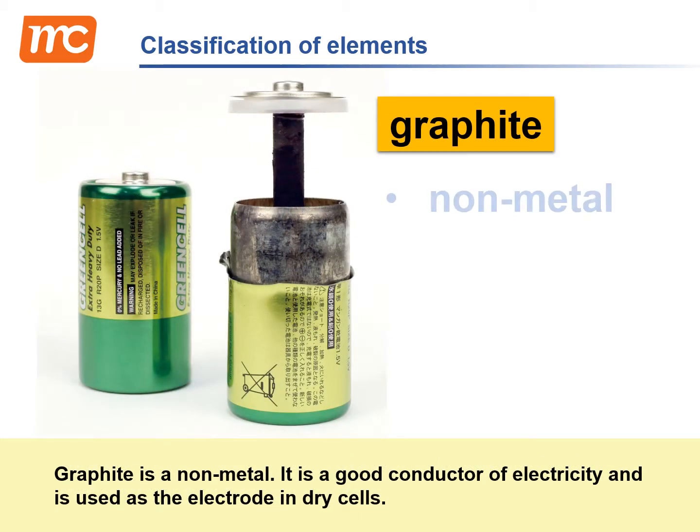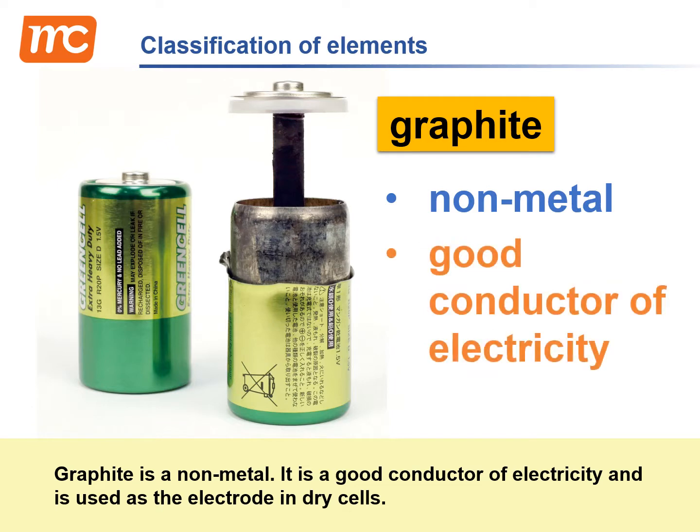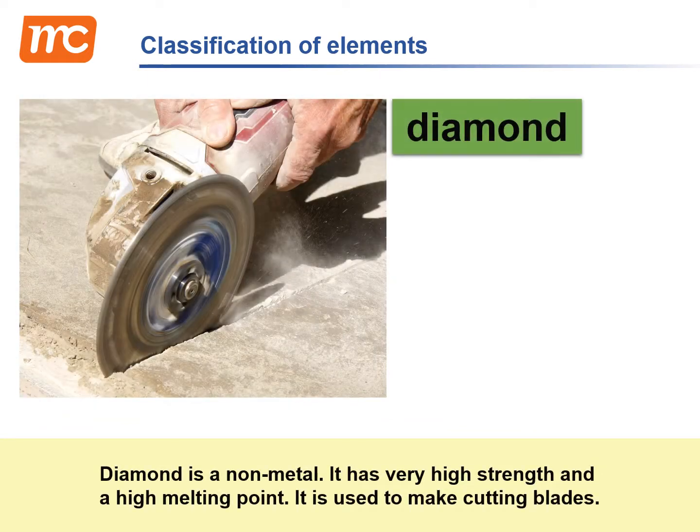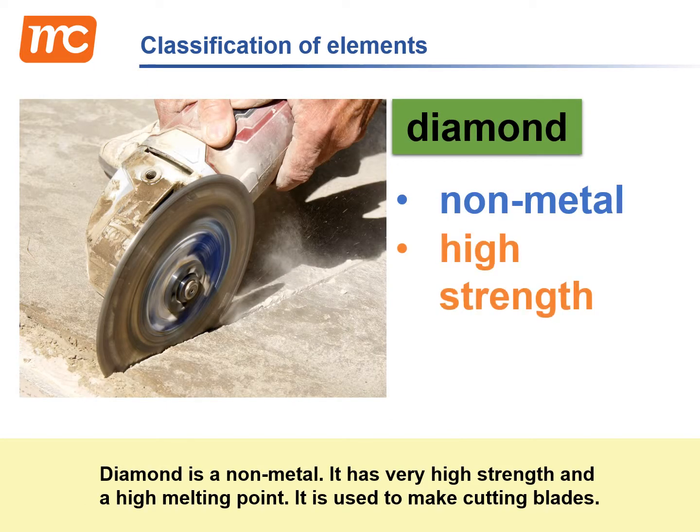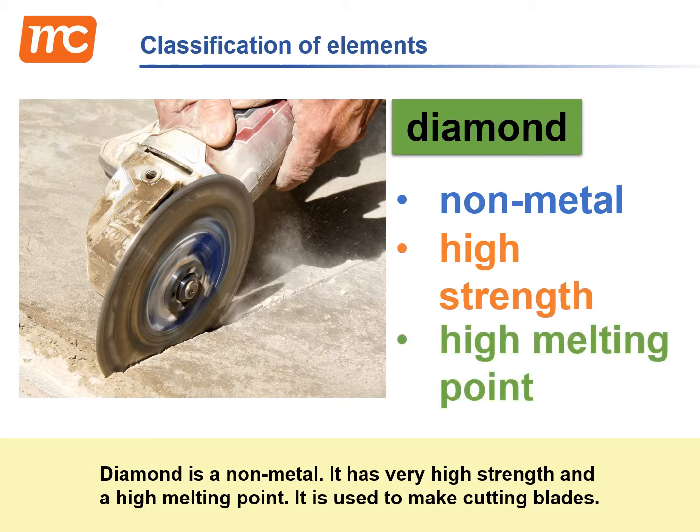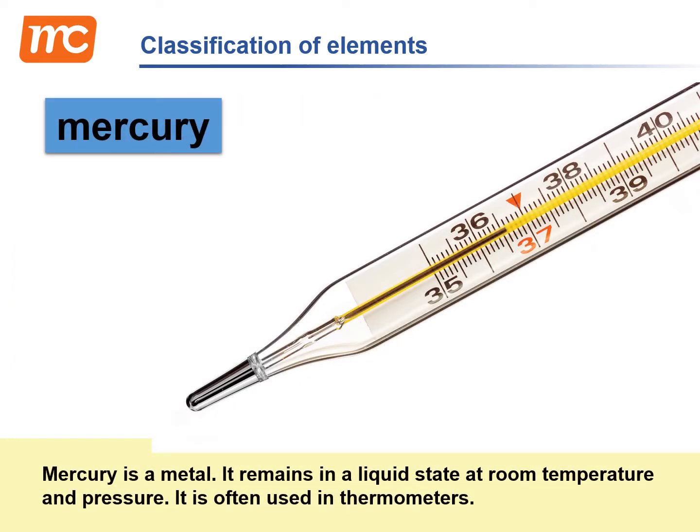Graphite is a non-metal. It is a good conductor of electricity, and is used as the electrode in dry cells. Diamond is a non-metal. It has very high strength and a high melting point. It is used to make cutting blades. Mercury is a metal. It remains in a liquid state at room temperature and pressure. It is often used in thermometers.